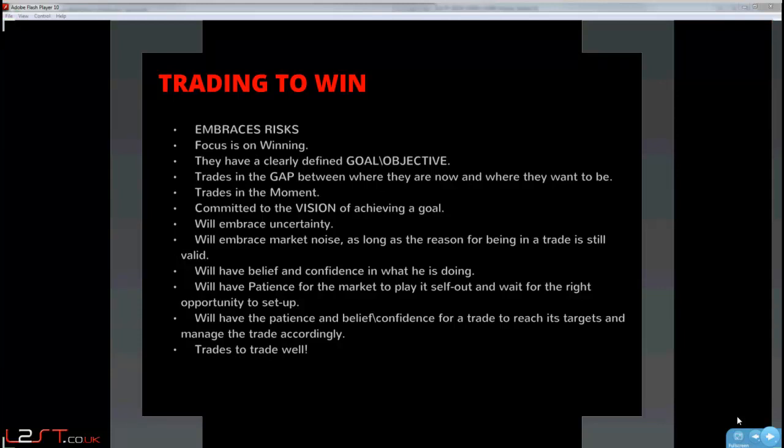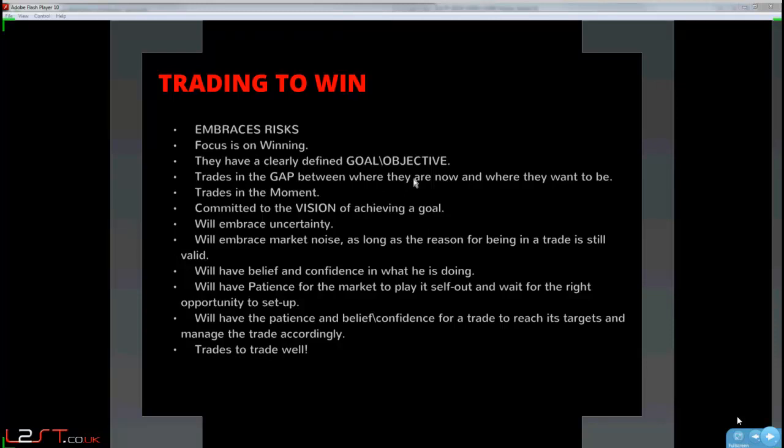The only way to establish that, first of all, get some belief and confidence in what you're doing. Understand the market really well. That will then allow for you to embrace your risks. It will help you focus on winning. It will also allow for you to clearly define a goal and objective. You can sit there if you understand market structure and say, I expect the market to go from here to here. I understand this is my risk area. I'd stay confident with this trade at least until that's broken.